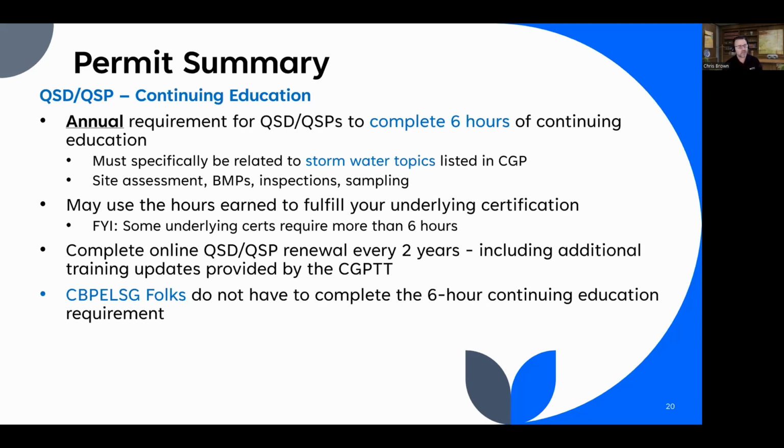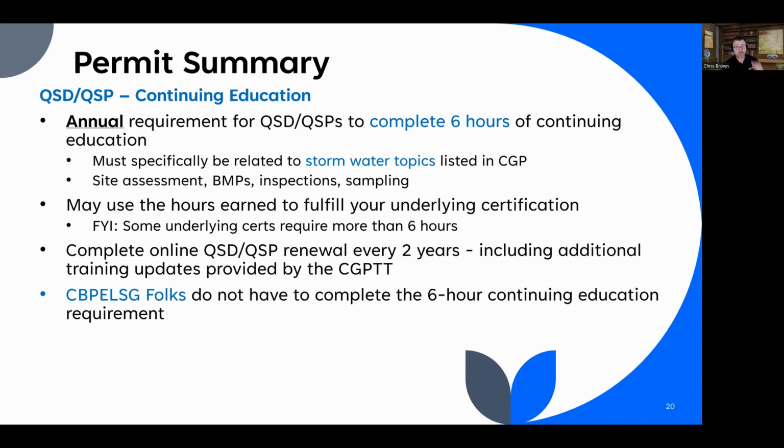I'm pretty sure it actually says that the training must be stormwater topics, where some of the underlying certifications may give you credit for going to an air quality workshop or something like that. But I believe the CGP, I think I got this right out of the permit. So you just need to be careful with that. The 6 hours can be utilized to satisfy your underlying certification. Some require more than 6 hours, so you don't need to refer to that.